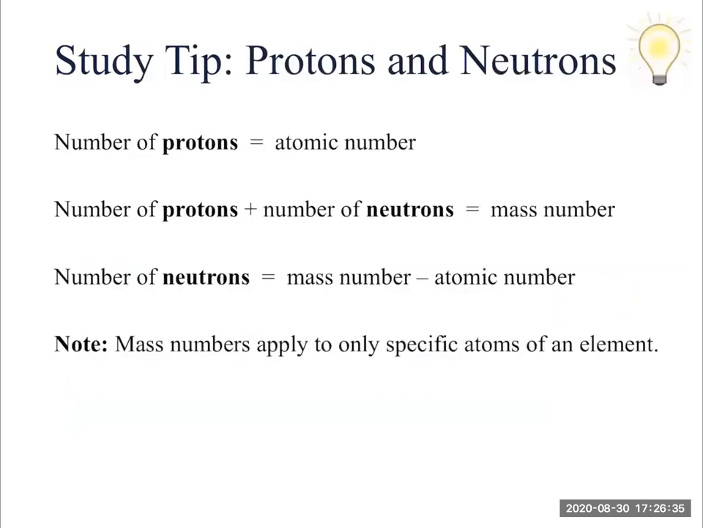So here's a study tip. This is something that I would highly recommend to practice. This slide: number of protons equals the atomic number. Protons plus neutrons equals the mass, also called atomic mass. Number of neutrons equals the mass number minus the atomic number. Mass numbers apply to specific atoms of an element.